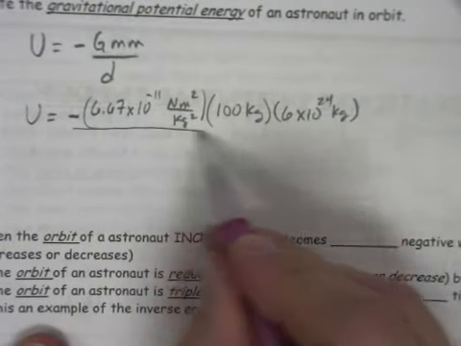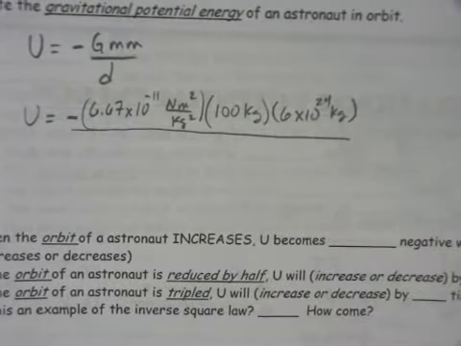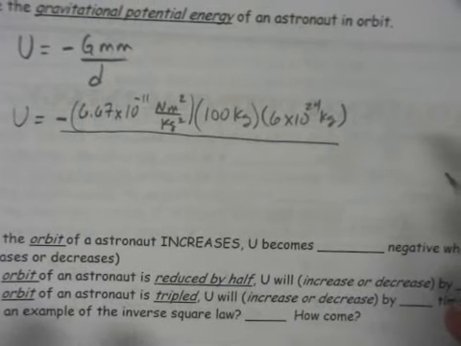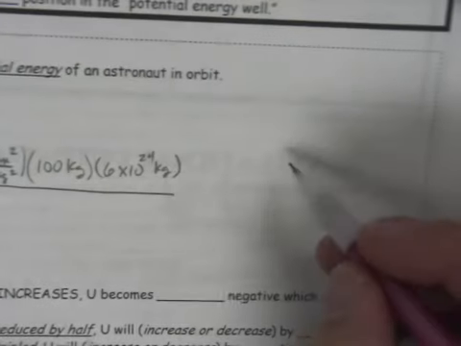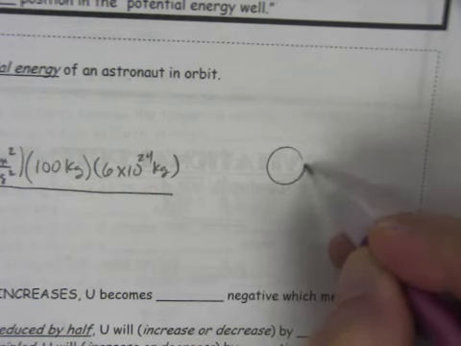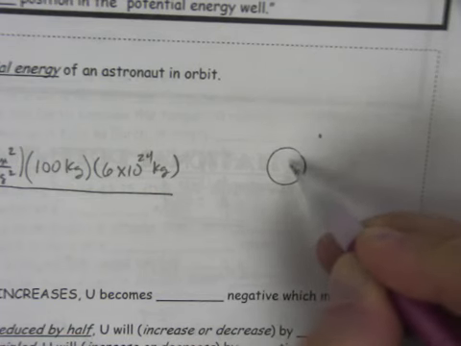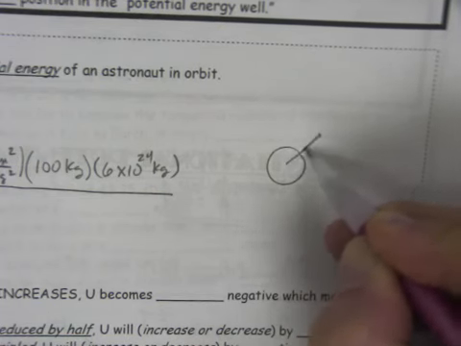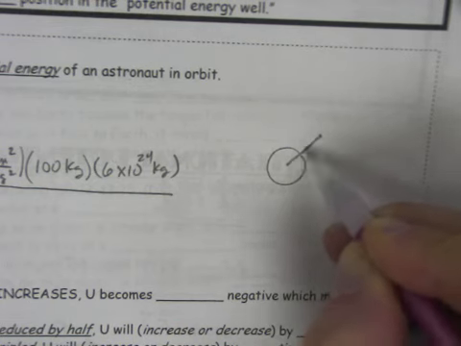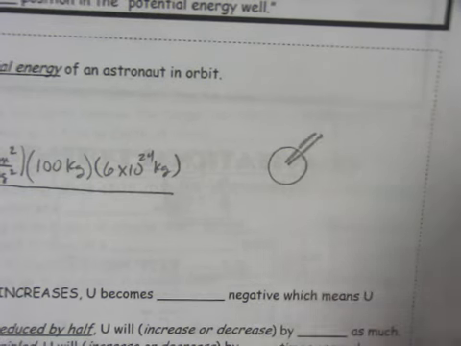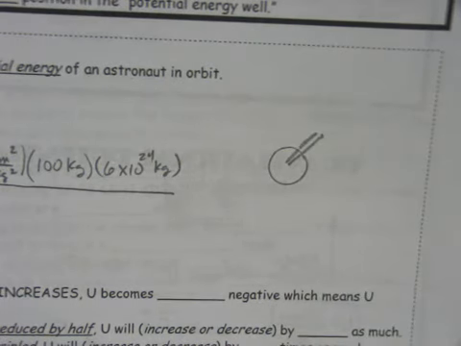And then we have to divide by this distance. Now remember, this is the distance between the centers. Now I got to be careful on this. If I draw a diagram, what is that distance going to be? I've got an astronaut way out here in orbit, so that's this distance right here. Well, how do I get that distance? That's the distance of the radius, so the radius plus how high he is above the surface of the Earth. Well, we've done that before.